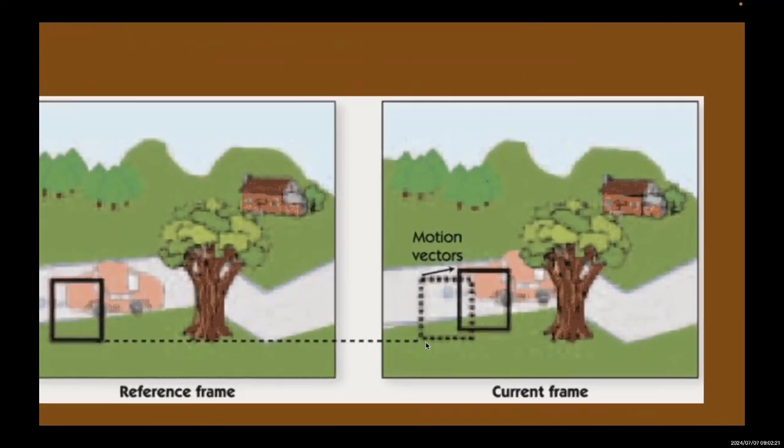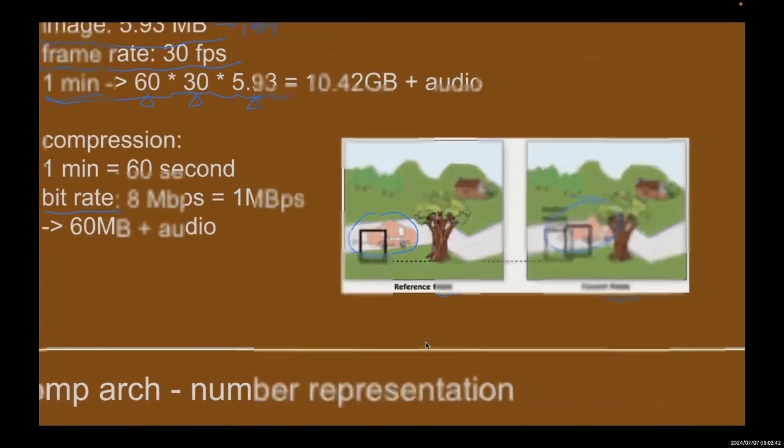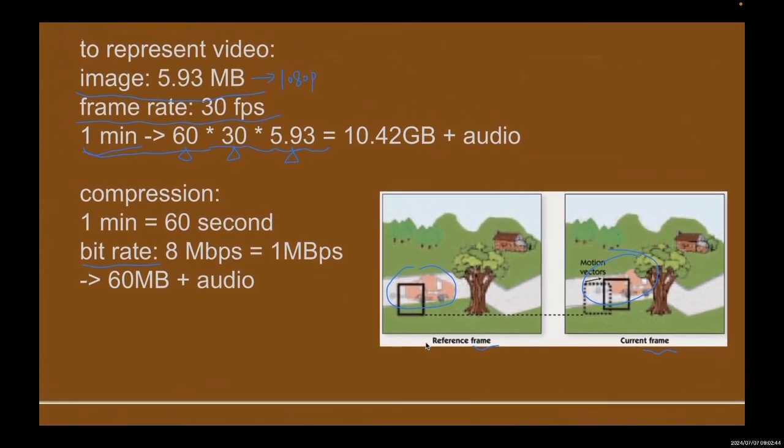Like I have a picture and there's a car moving from left to right, and between each frame only the car is moving, right? Every other thing is still the same. So we can only store the moving part, maybe. And in this way, we can compress the pictures a lot.